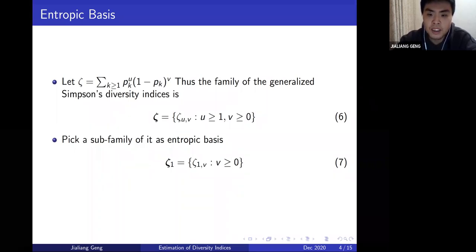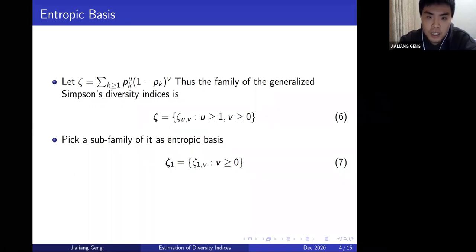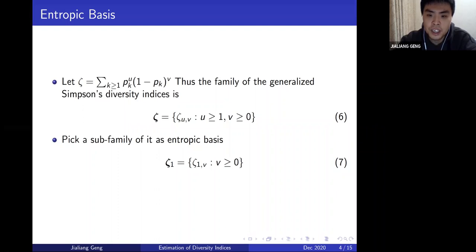But usually the diversity indices we study in nature are often the linear diversity index, which I will show you in the next slide. It can be represented as a combination of a basis, which is the entropic basis. It is very similar to a vector space. We often use the generalized Simpson diversity index to define our entropic basis, which is the sum of p_k to the u multiplied by (1 minus p_k) to the v. We only pick a subfamily of it by setting u to be 1, and then this eta_1 is our entropic basis. Next slide, please.